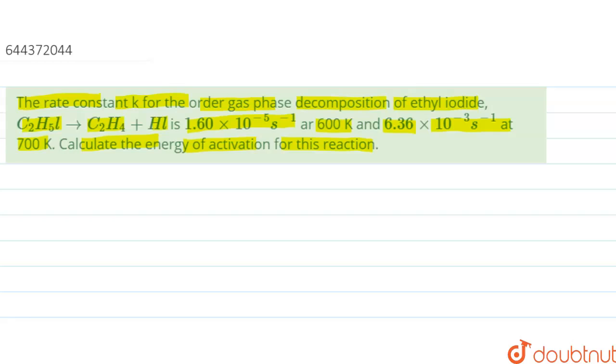So in this question, we are given the gas phase decomposition of ethyl iodide. At a temperature of 600 Kelvin the rate constant is 1.60 into 10 raised to the power minus 5 second inverse, and at 700 Kelvin it is 6.36 into 10 raised to the power minus 3 second inverse. We have to calculate the activation energy. We are given the rate constant K at temperature T1.